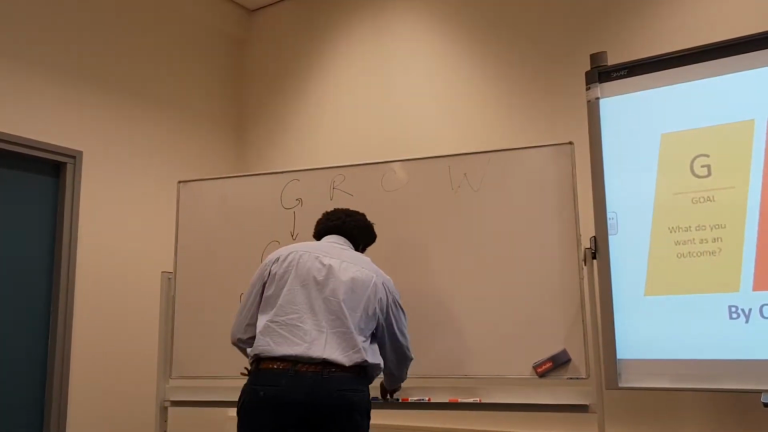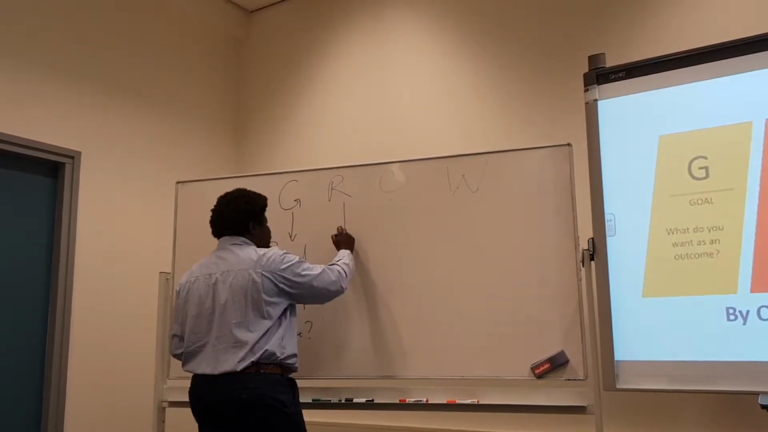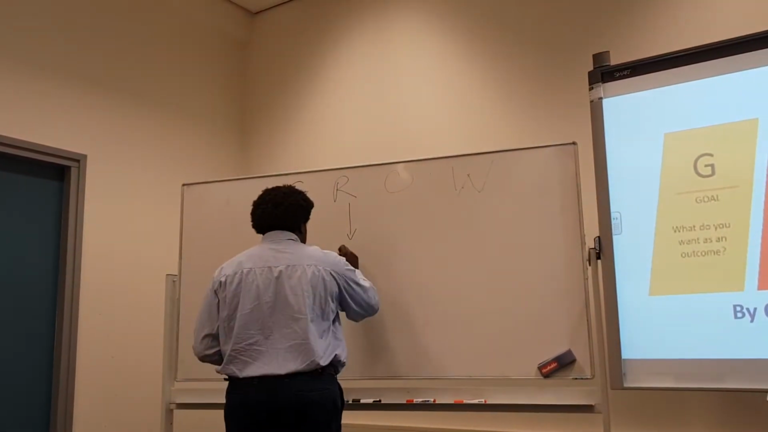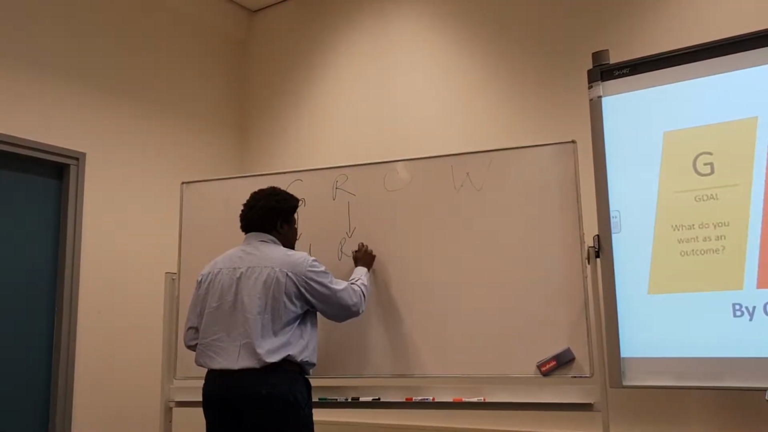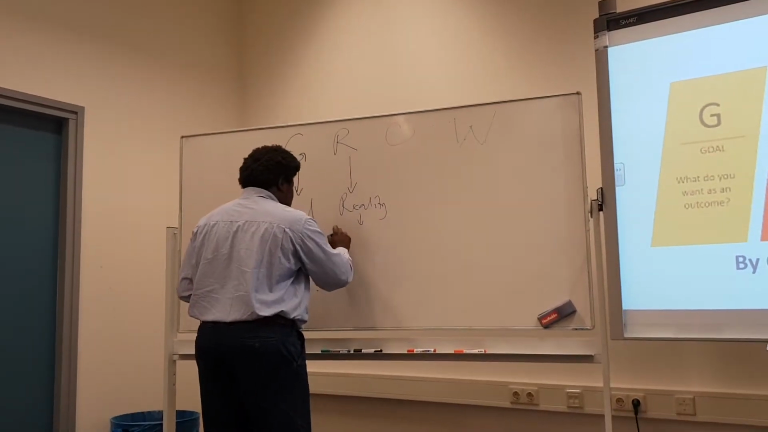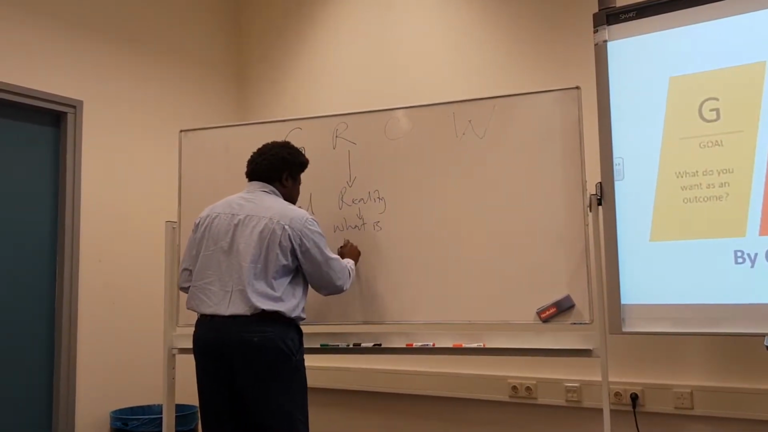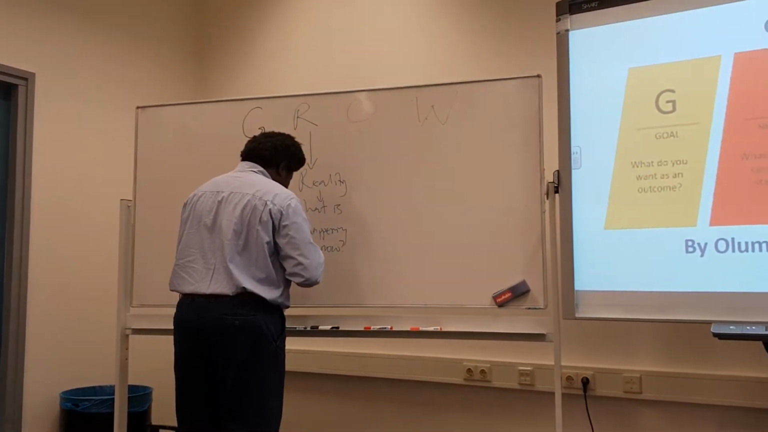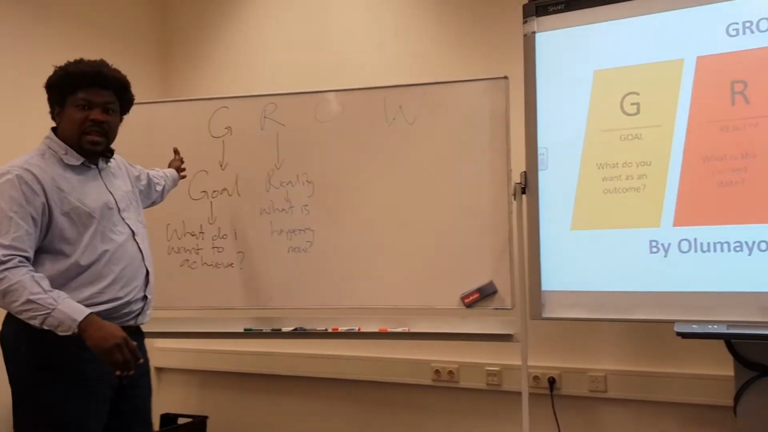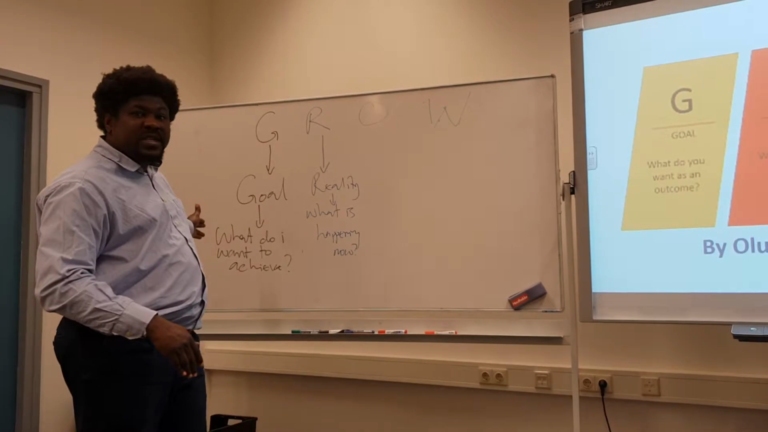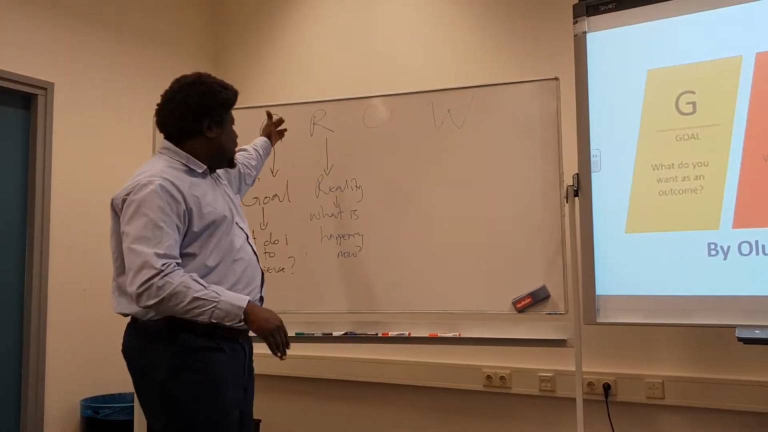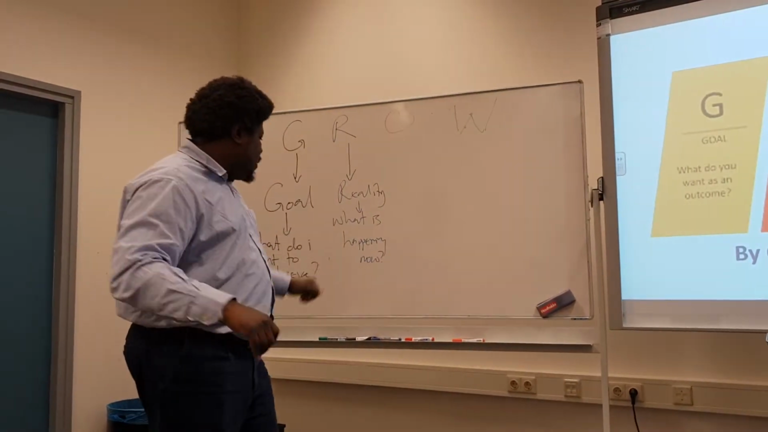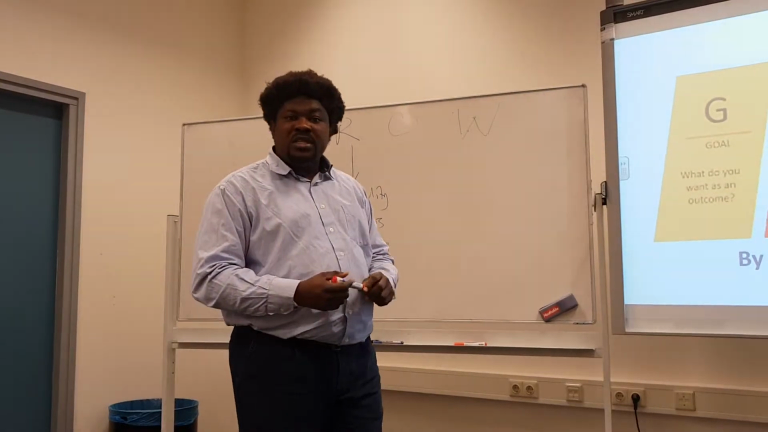Then we go to the letter R, which is the truthful part of it. You have to be truthful and real to yourself. What is happening now? Reality. R stands for reality, and that is what is happening now. So it's a big question from the letter G, goal: what do I want to achieve in 2019? Reality: this is just the 7th of January 2019. What is happening now? Then we talk about the letter O, which is the options.